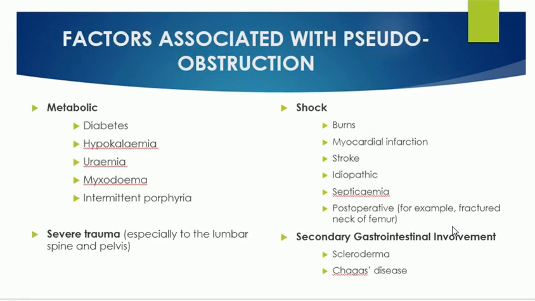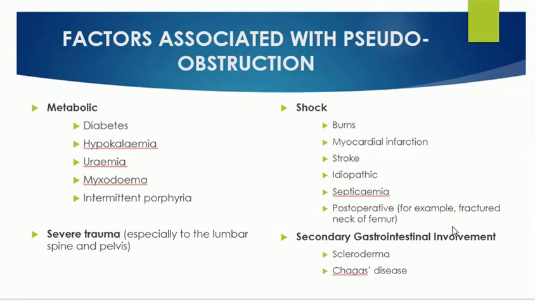Now, there are a number of factors which are associated with pseudo-obstruction, and we can enumerate them. Among these are metabolic causes, severe trauma, shock, and secondary gastrointestinal involvement. Among the metabolic factors, patients with diabetes, hypokalemia, uremia, myxedema, and intermittent porphyria. These are factors associated with pseudo-obstruction.